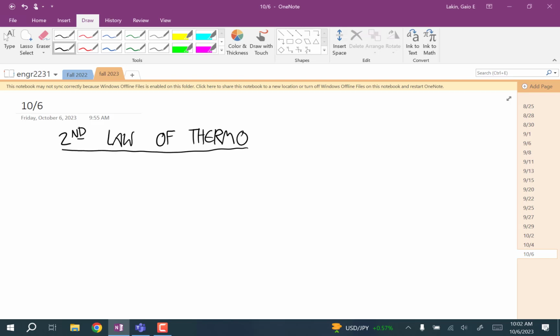And there are two main things that you use the second law for. So two main uses. The first one is calculating the efficiency of processes.